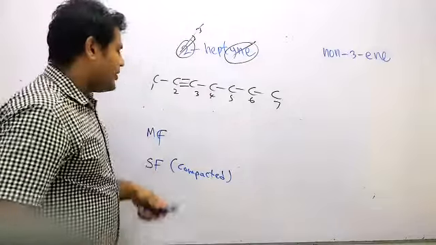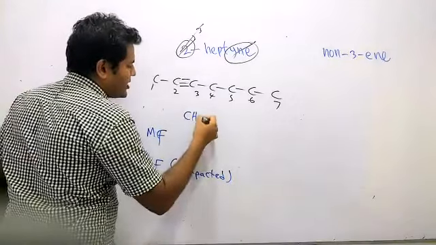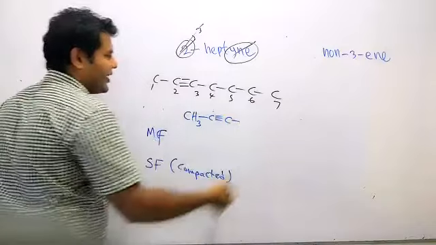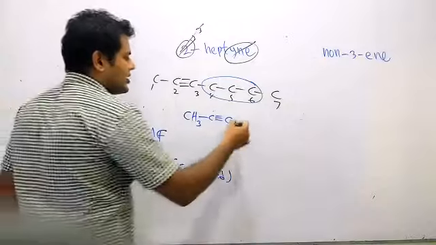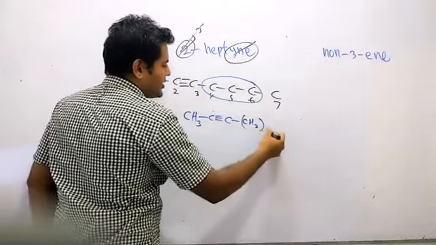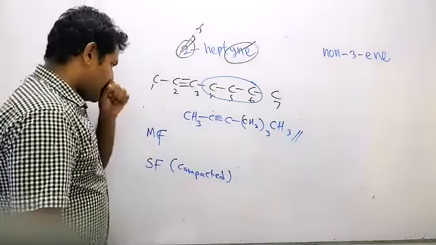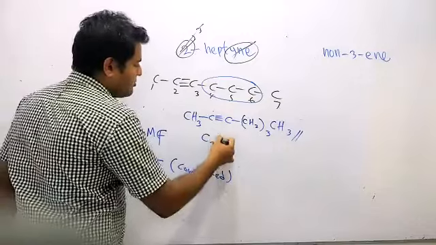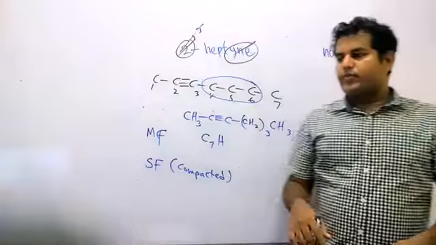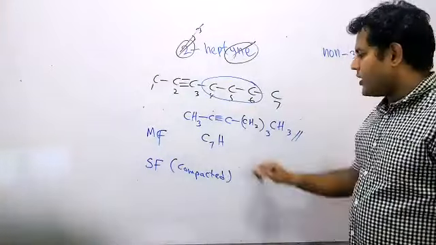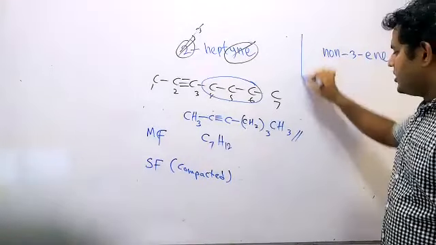When I'm completing it, I'll write it in the compacted form: CH3, C triple bond C. That's it. There's no need to repeat these three carbons, so it should be CH2 thrice, and then CH3. The molecular formula: hept means 7, yne means alkyne, CnH2n minus 2. 7 into 2 is 14, 14 minus 2 is 12. C7H12. So that is 2-heptyne.